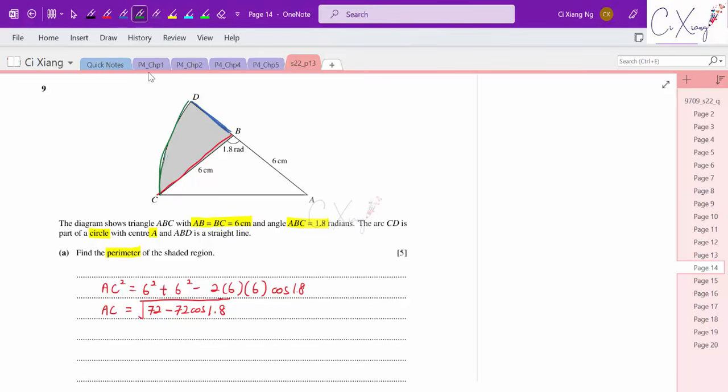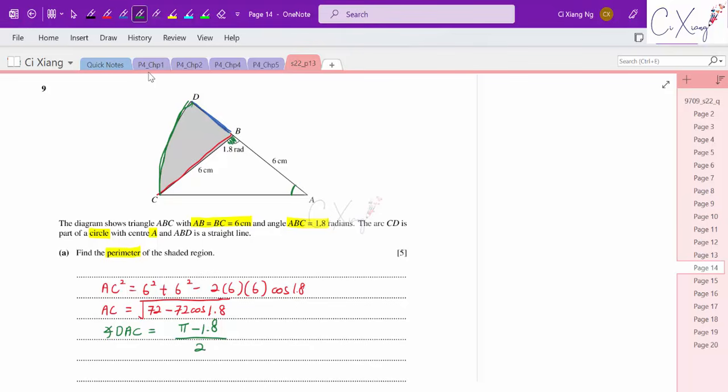To get the arc of CD, I need the AC length, which I already have just now, and I also need this theta, this angle. To get this angle, you can use a simple rule in a triangle. When we have a triangle, the total angle inside will be pi, which is 180, then minus 1.8, minus the angle that we have here, and I divide it by 2.